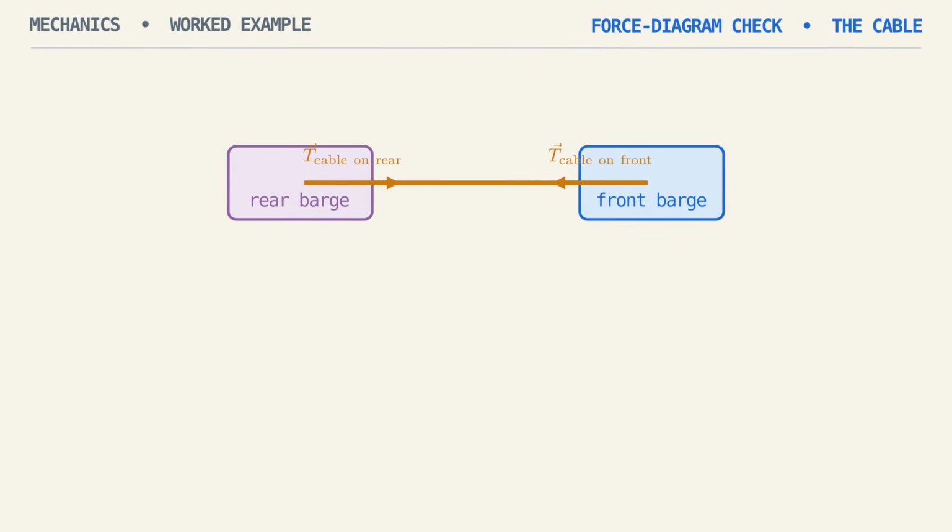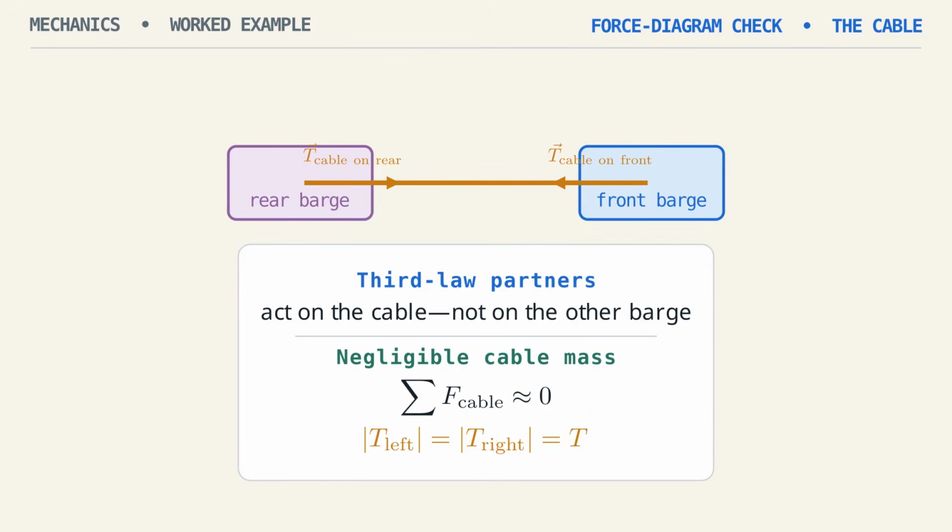Now check the cable interactions. The cable pulls the rear barge right and the front barge left. These two displayed forces are not a Newton's third law pair with each other. Each one's third law partner is a barge pulling on the cable. Why may we use one symbol, T, for both magnitudes? The cable has negligible mass, so a substantial net force would imply an unbounded acceleration of the cable. Its end forces therefore balance, making the tension magnitude the same throughout this cable.